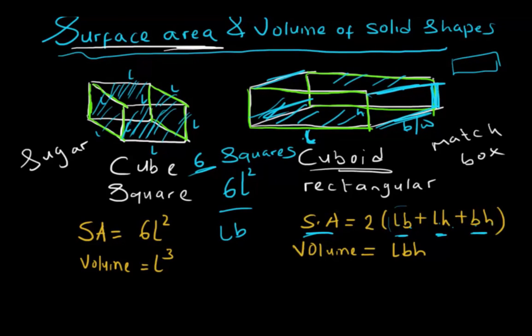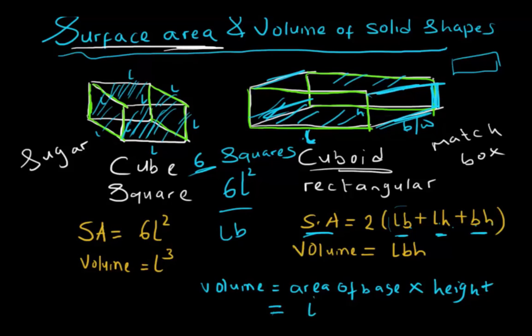Now for volume, anytime you are told to find volume of any shape, what I want you to see is that volume of any shape equals the area of the base times height. Any shape. All right, so for a cube, the base is a square. Okay? So volume of a cube will be, area of a square is what? Length squared times the height. Now for a cube, the height also is the length. So L squared times L, that's why we have L cubed.